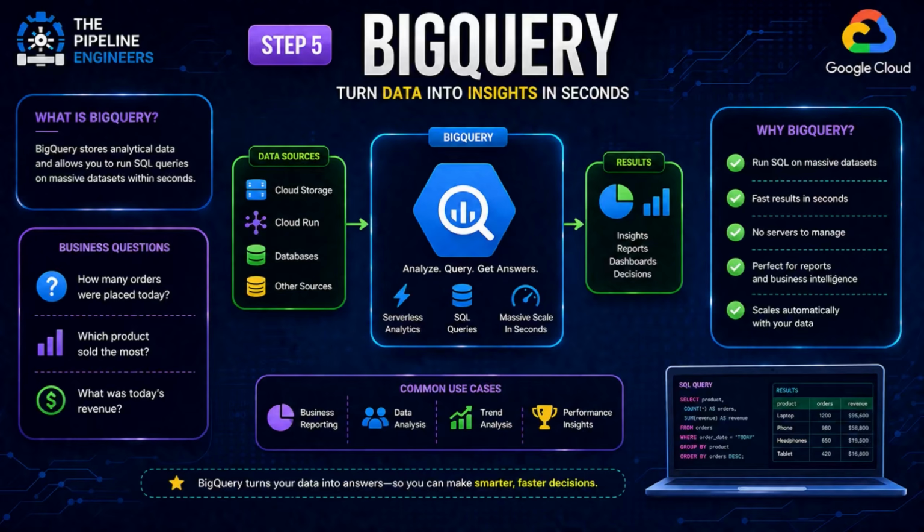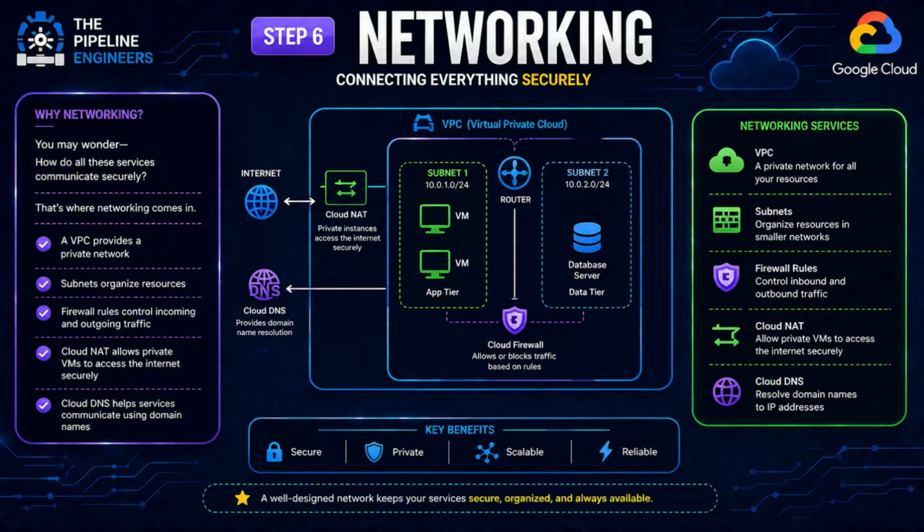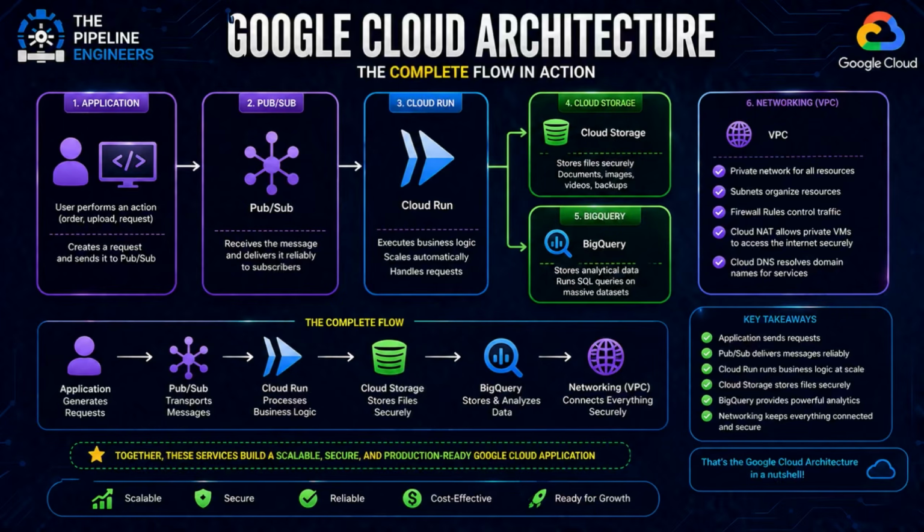That's the power. Next, we have networking. You may wonder, how do all these services communicate securely? That's where networking comes in. A VPC provides a private network, subnets organize resources, and firewall rules control incoming and outgoing traffic. And Cloud NAT allows private virtual machines to access the internet securely. And Cloud DNS helps services communicate using domain names. That's a complete networking overview. Next, we bring everything together, which we have learned now.